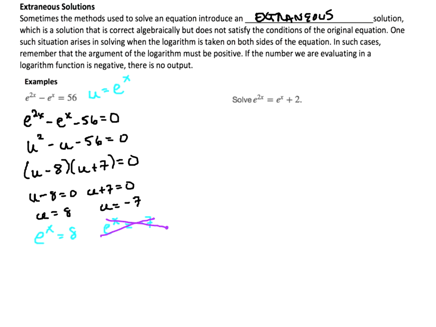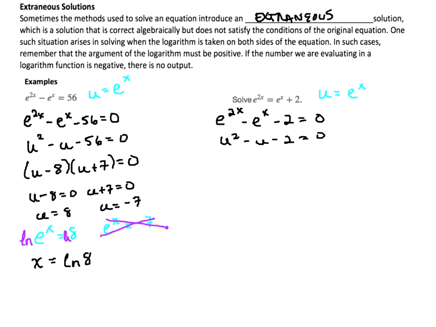We need to solve for x on this other one, so I'll take the ln of both sides, and I end up with x equals the ln of 8. That's my one solution. Same type of equation here on the right. I'll substitute e to the x with u and get my equation equal to 0: e to the 2x minus e to the x minus 2 equals 0. Substitute: u squared minus u minus 2 equals 0.